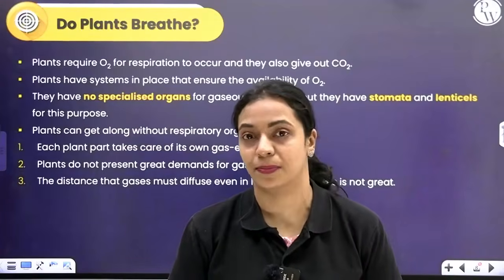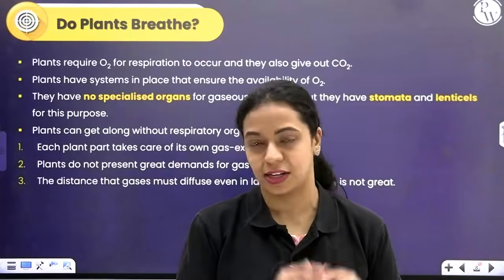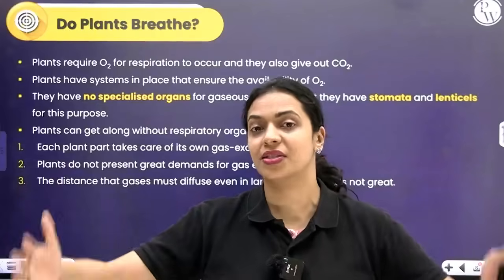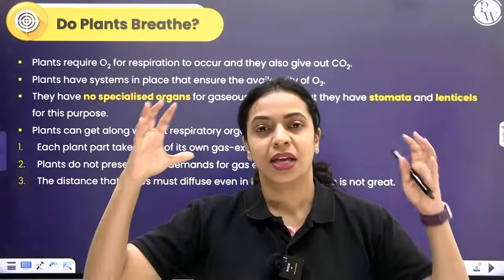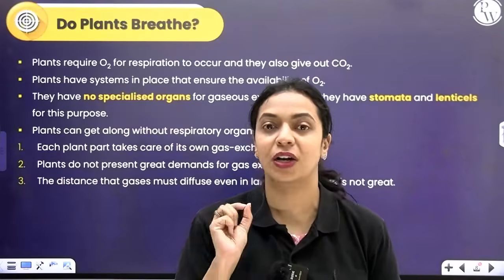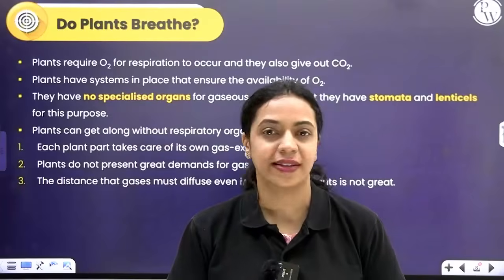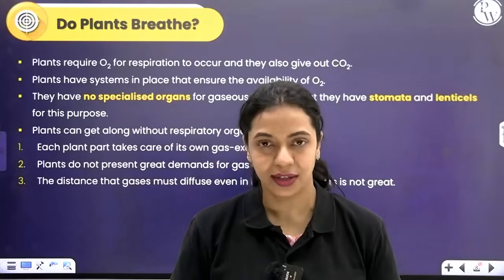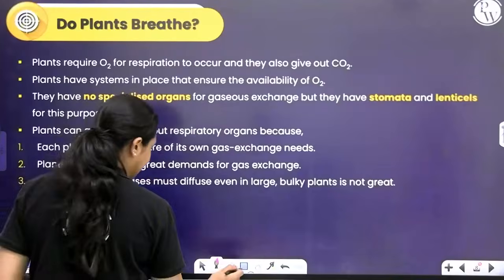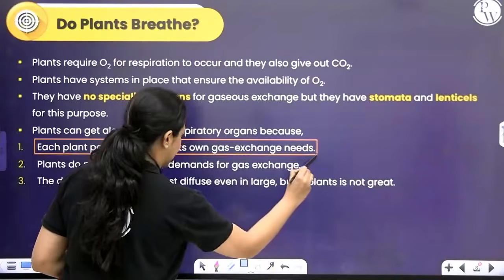What about the stem? If the stem is young and green, it will have some stomata present on its surface through which gaseous exchange can happen. What if it's like a big stem, big fat trunk? In woody stems, you have lens-shaped openings called lenticels present, and through these lenticels, exchange of gases will take place. Alright? First important point is, every part in a plant will take care of its own gas exchange needs.